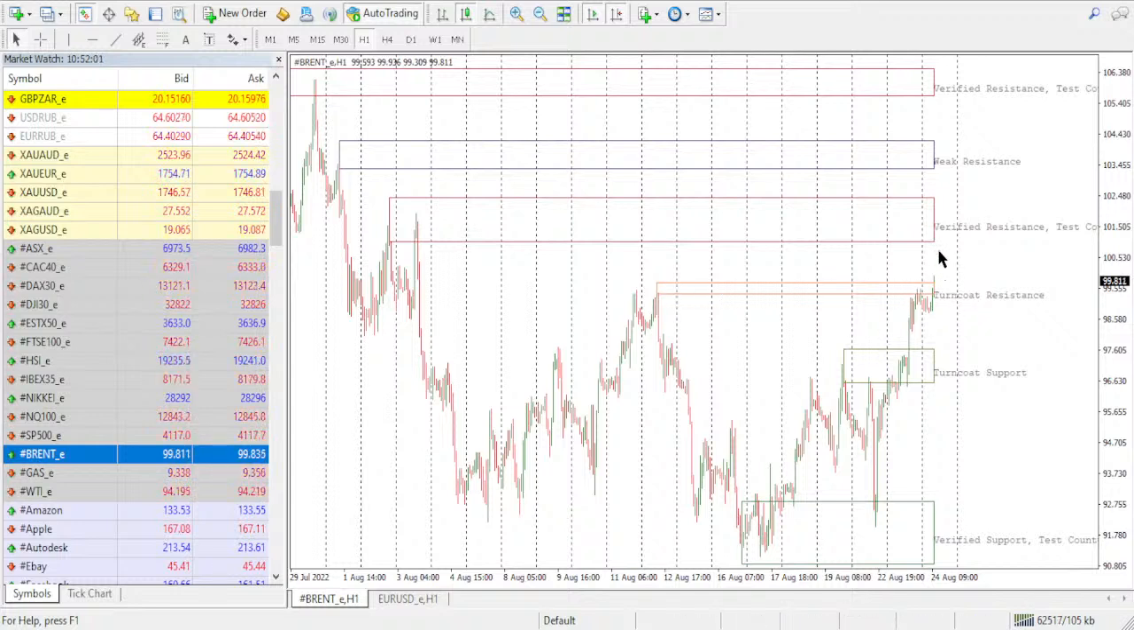If the price fails to break beyond it and close above it, we're going to pick a sell position back to this turncoat support. If this zone is broken, then we expect the price to continue downwards, at least up to this verified support.